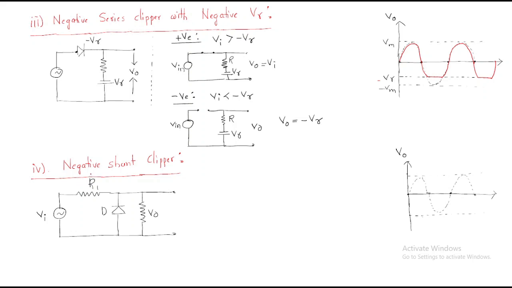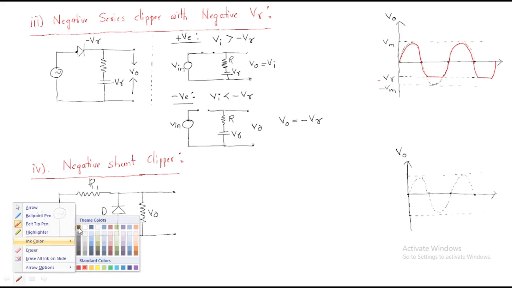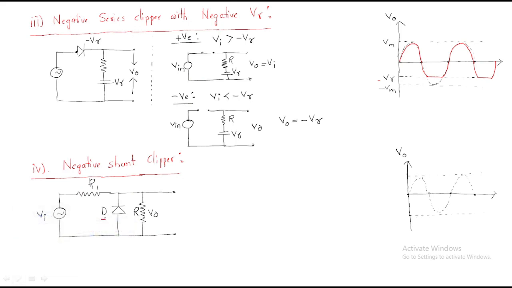And the next type is negative shunt clipper. Here, name itself, this is the shunt clipper. Shunt clipper means what happened? This diode and the load, this load is generally an R load. This diode and the load both are in parallel connection. Look at here, diode and the load both are in parallel connection. Negative means it will remove the negative. How it removes, we will discuss here.